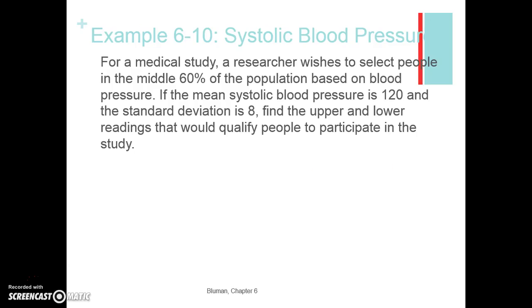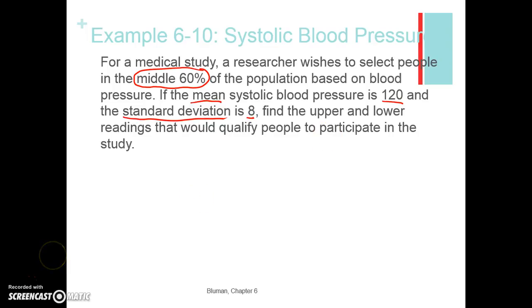For a medical study, a researcher wishes to select people in the middle 60% of the population based on blood pressure. Okay, so middle 60%, that's what I'm looking for. If the mean systolic blood pressure is 120 and the standard deviation is 8, find the upper and lower readings that would qualify people to participate.